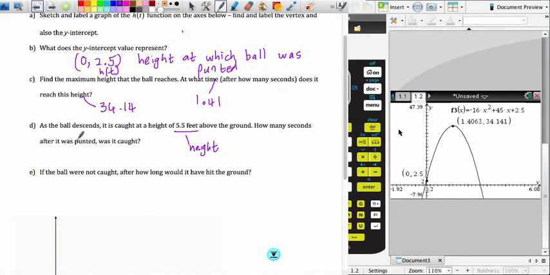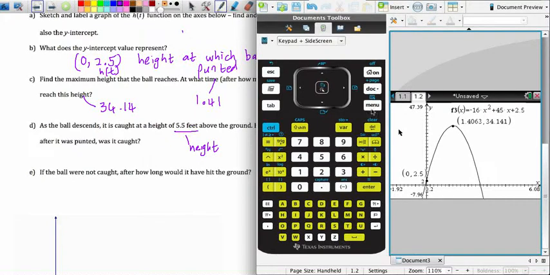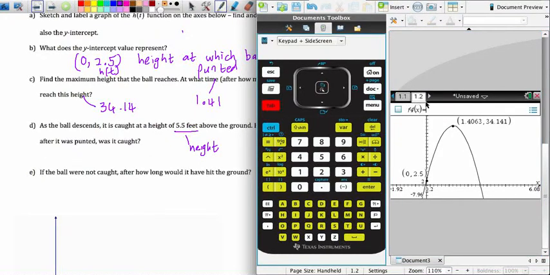After how many seconds after it was punted was it caught? So very similar to before. What I'm going to do is go into the graph, push tab. I'm going to enter another function. This function is just going to be a constant 5.5. I'm going to hit enter, and in this particular case we've got an intersection between the parabolic flight of the ball and of course a height of 5.5.